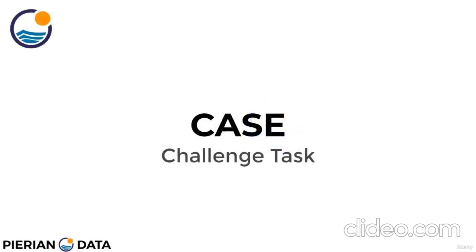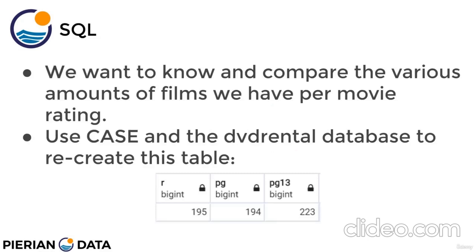Welcome everyone to your challenge task for case. For this challenge task, we want to know and compare the various amounts of films we have per movie rating. So we want you to use case and the DVD rental database to recreate the following table. This is showing me a count of the different ratings I have, particularly for just 3 rating types: an R rating, a PG rating, and a PG-13 rating. So go ahead and use the case syntax in order to recreate this table. Coming up are some hints.